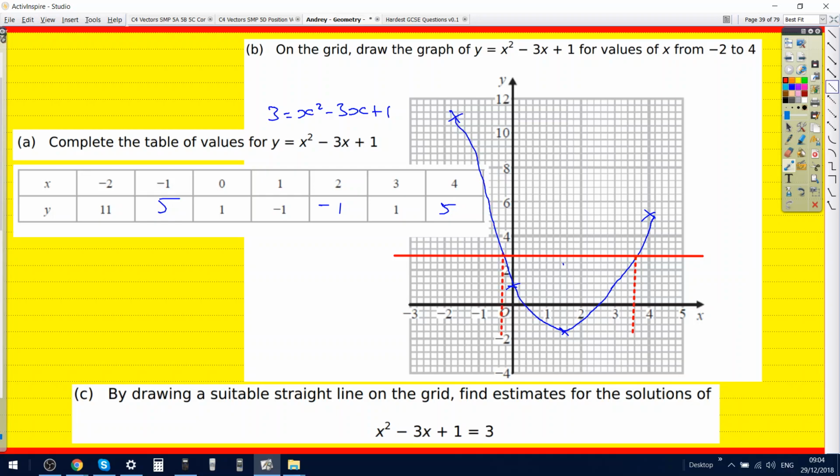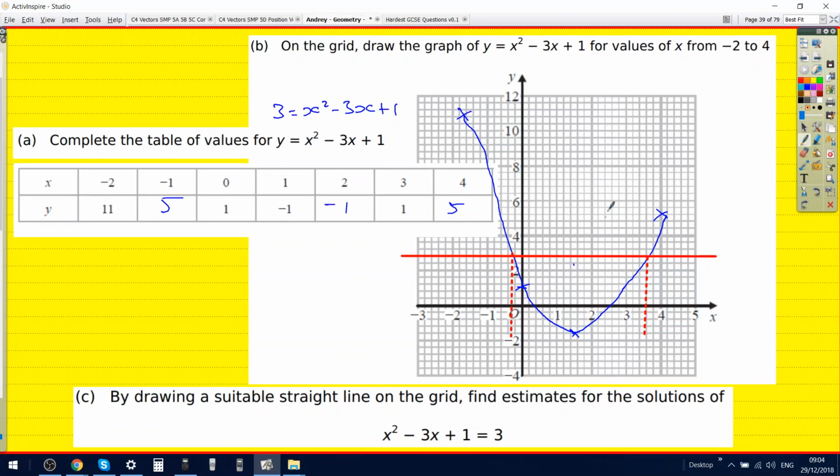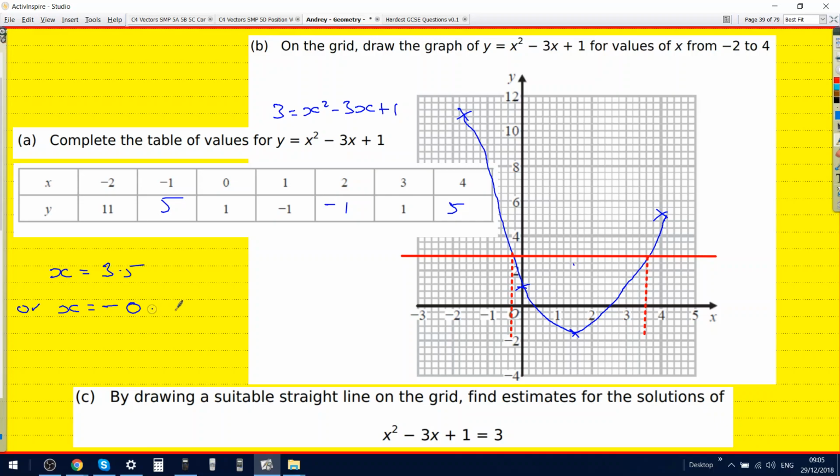So what are the solutions there? Is that like 3.53 and the other one looks like minus 0.3? I'd say 0.3 because it's halfway between the negative 0.2 and 0.4.